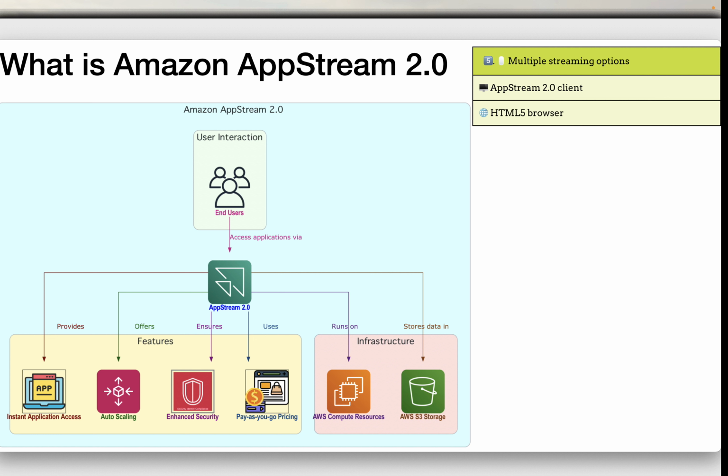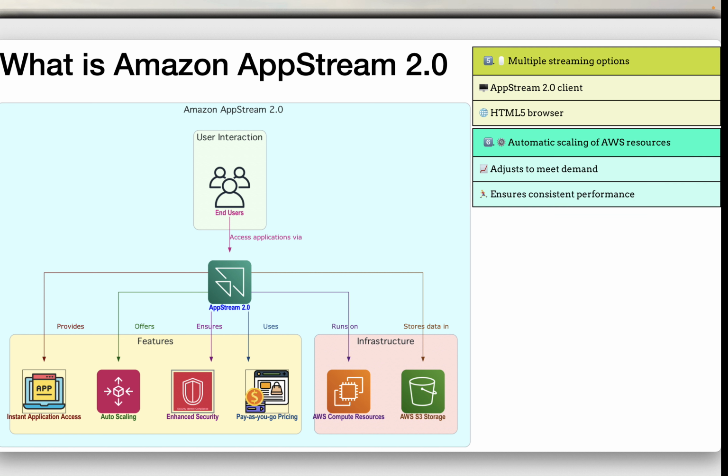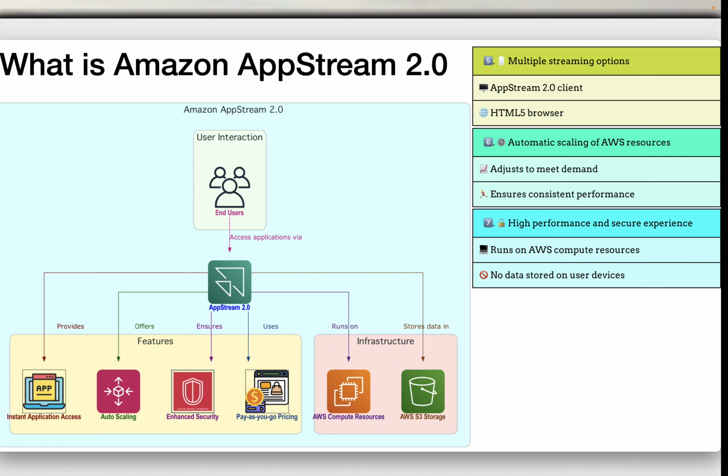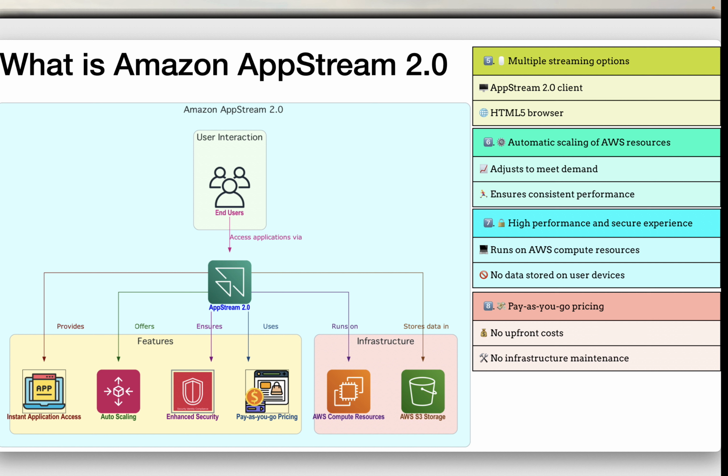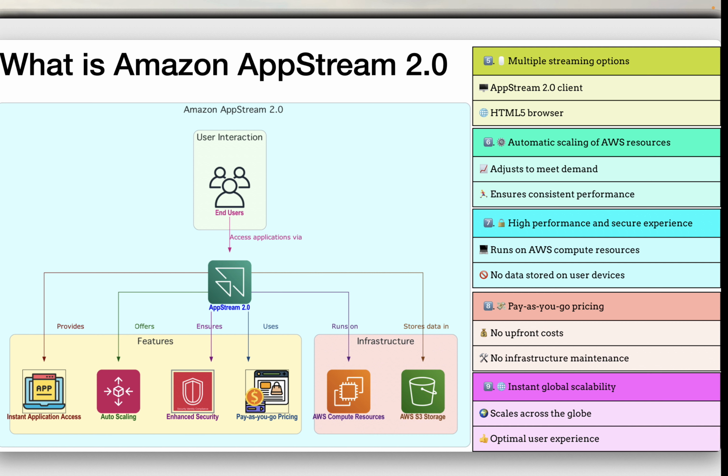Windows users can choose between AppStream 2.0 client, desktop client, or any HTML5 capable web browser for streaming. AppStream 2.0 adjusts resources automatically to meet demand, ensuring consistent performance. Applications run on AWS compute resources, ensuring high performance and security as no data is stored on user devices. Unlike traditional solutions, AppStream 2.0 uses a pay-as-you-go model with no upfront cost or infrastructure maintenance. The service can scale instantly across the globe, providing an optimal experience for all users.